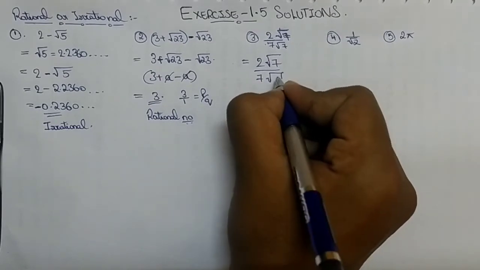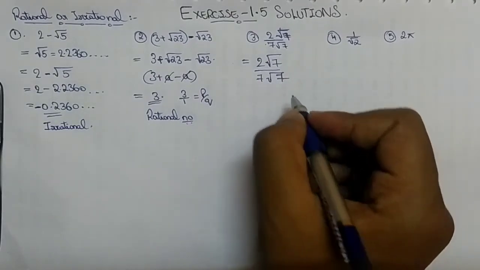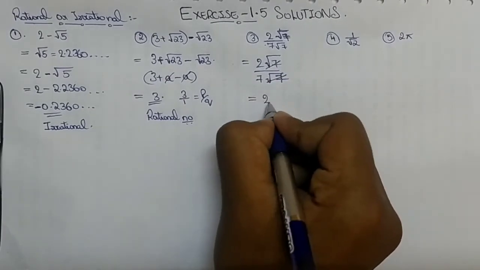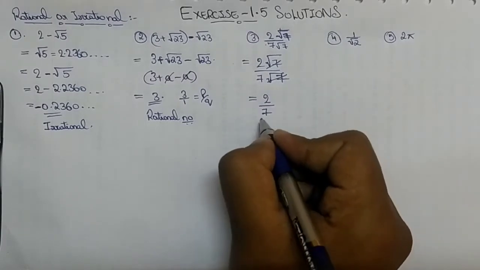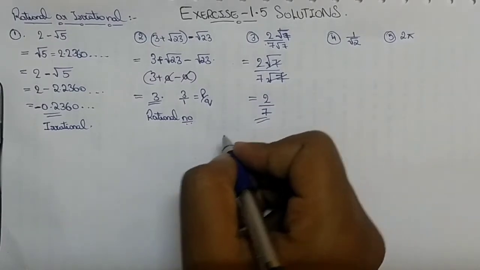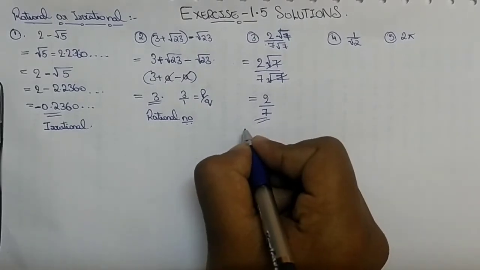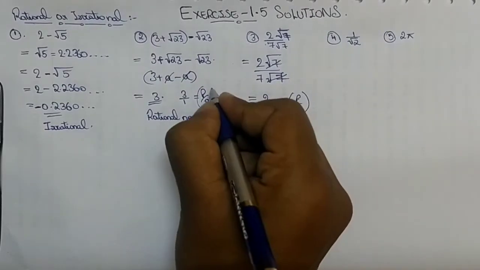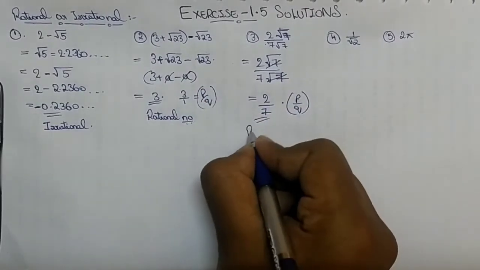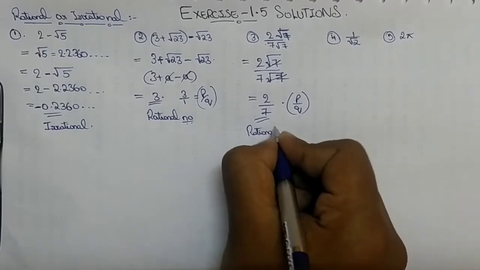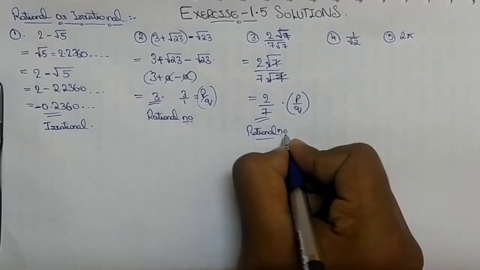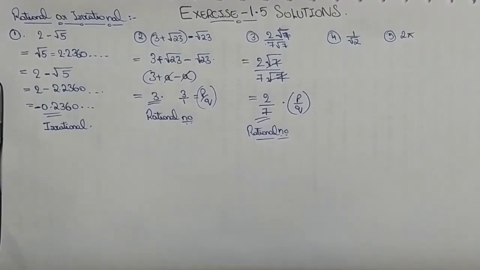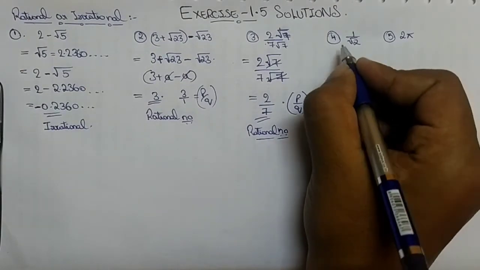7 root 7. Now this is going to cancel. Why? Because they are the same. We are left with 2 by root 7, and 2 by root 7 is in p by q form. Here also, this is for explanation, p by q form. This is going to give you a rational number. I believe you are getting the point.